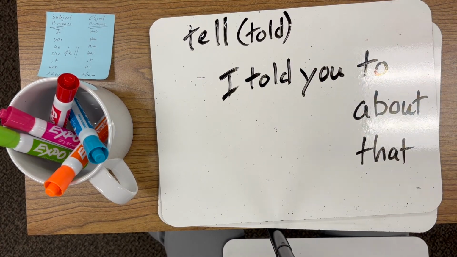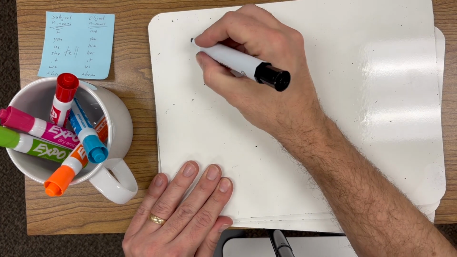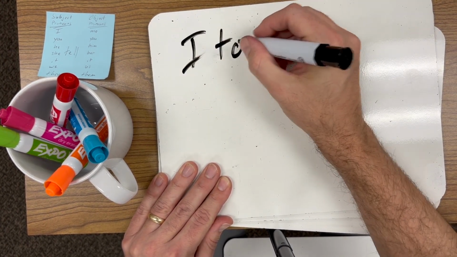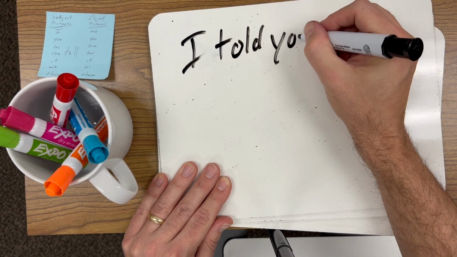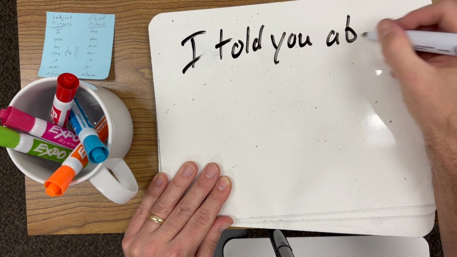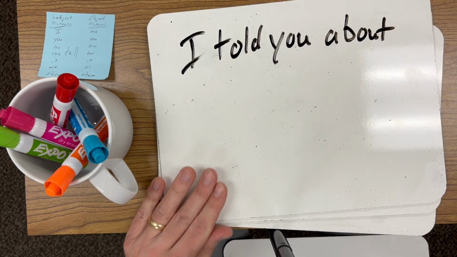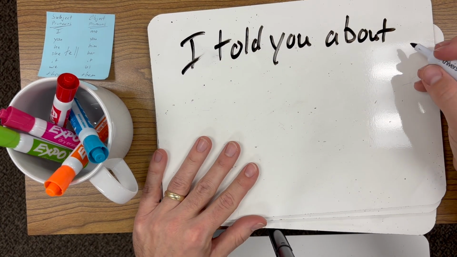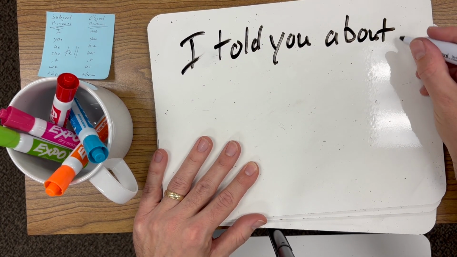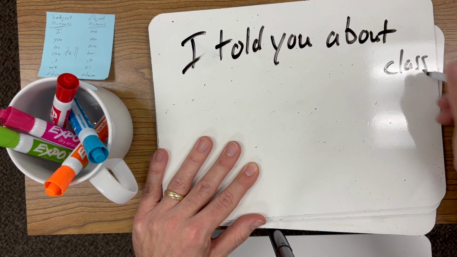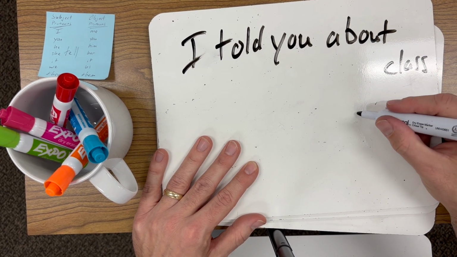Next we say, I told you about. Let's talk about that. What are some examples there? We would say, I told you about, and the next word is if we're going to say a noun, if we're going to say a thing. I told you about class. I told you about a new TV show.